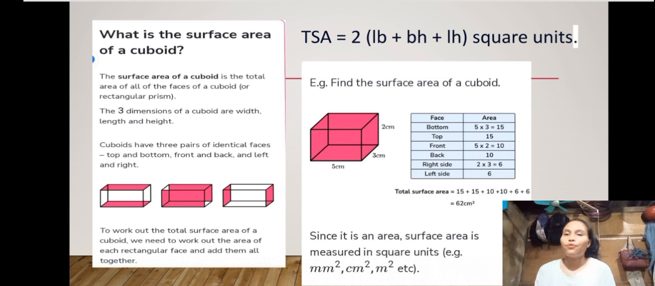First, without using the formula, here is the way to solve it. The bottom is 5 times 3 equals 15. The top is 15. The front is 5 times 2 equals 10. The back is 10. The right side is 2 times 3 equals 6. The left side is 6. The total surface area is 15 plus 15 plus 10 plus 10 plus 6 plus 6 equals 62 square centimeters. Since it is an area, surface area is measured in square units, for example square millimeters, square centimeters, square meters, etc.